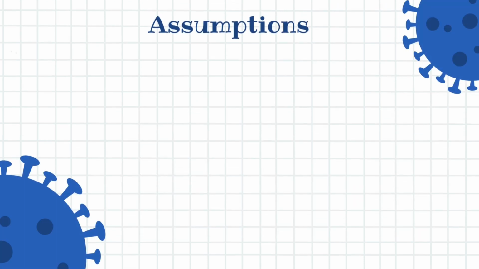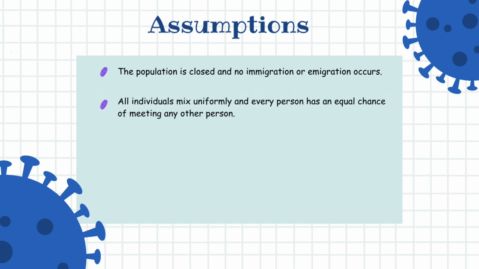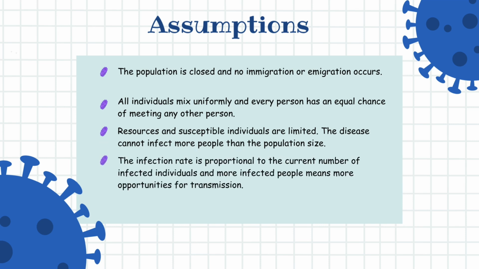For the assumptions, the population is closed and no immigration or emigration occurs. All individuals mix uniformly and every person has an equal chance of meeting any other person. Resources and susceptible individuals are limited. The disease cannot infect more people than the population size. The infection rate is proportional to the current number of infected individuals, and more infected people means more opportunities for transmission. Recovery, death, and mutation effects are neglected.